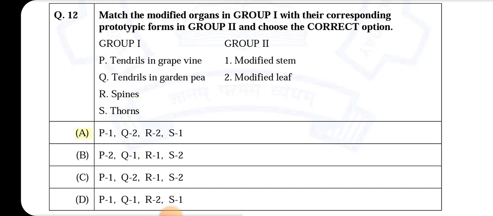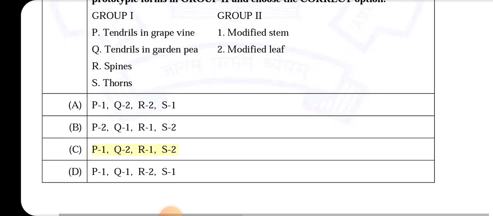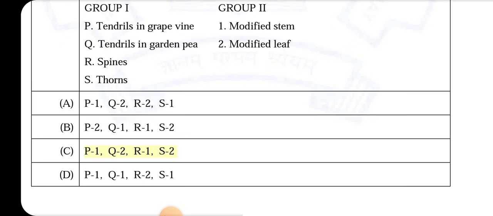A. P-1, Q-2, R-2, S-1. B. P-2, Q-1, R-1, S-2. C. P-1, Q-2, R-1, S-2. D. P-1, Q-1, R-2, S-1.